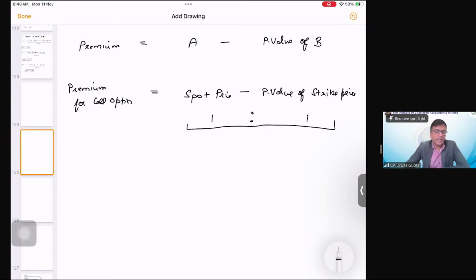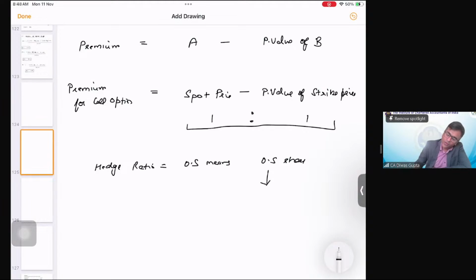This is which ratio? Can anyone tell me which ratio I'm talking about? How many shares against how many options? Hedge ratio. Very good. So this is hedge ratio. So what we have to do? In the previous questions also, remember the hedge ratio was 0.5. It means 0.5 shares for one option. Correct? This was the meaning.